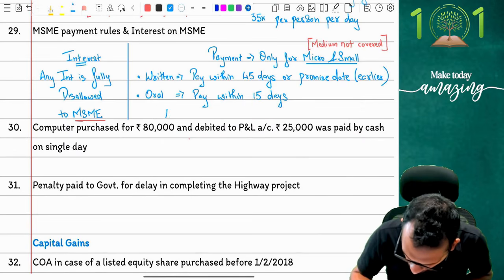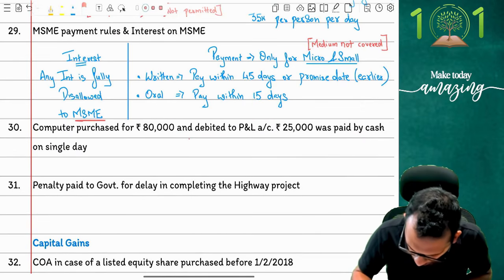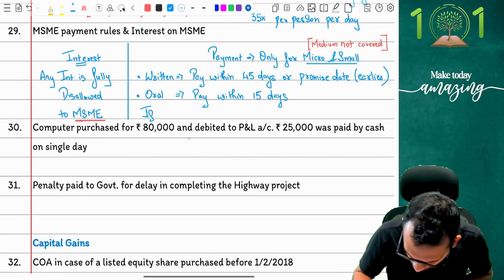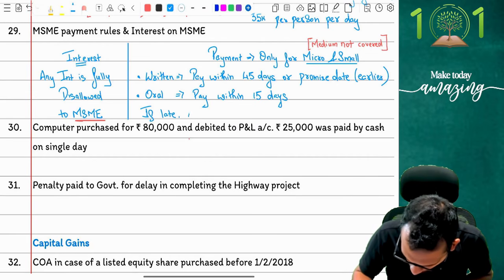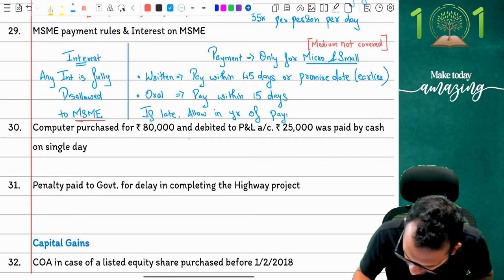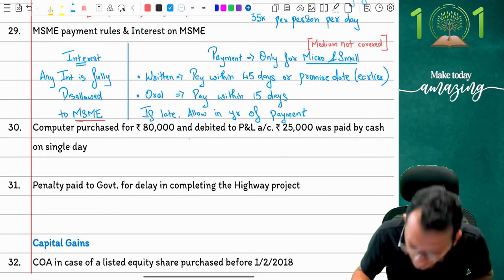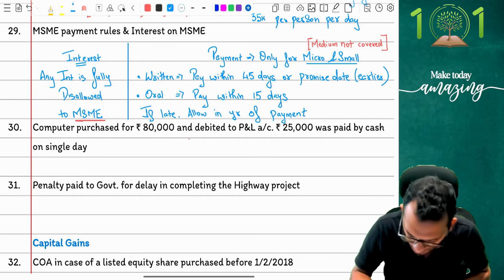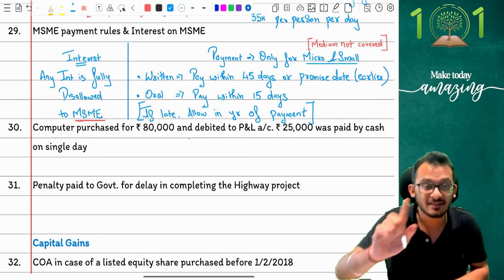It is allowed, you can say, if late, allow in the year of payment. Yes, it's not a permanent disallowance, it's a temporary disallowance. Income tax says whenever you've made the delay, you can claim it in the year of payment, which is why you have to be careful.